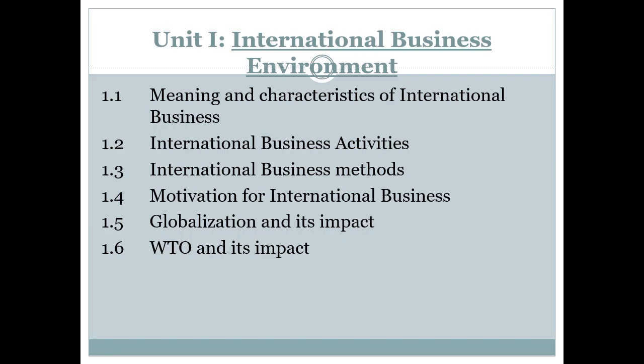Then globalization and its impact. Globalization, we are aware of this term. The whole world is treated as a global village. There is free flow of trade, free flow of goods and services. So whenever we consider the whole world as a global village, what is the impact of this globalization? Both positive as well as negative impact.